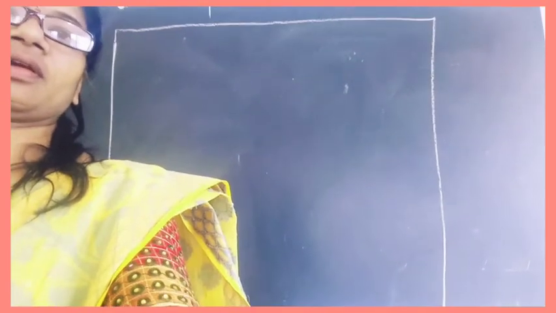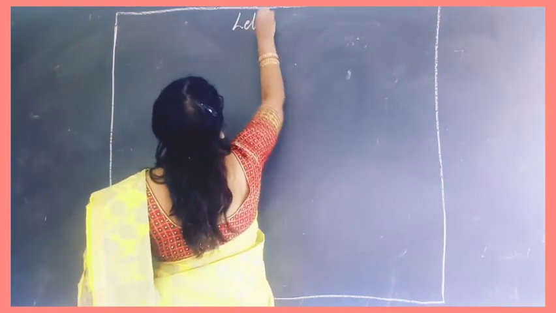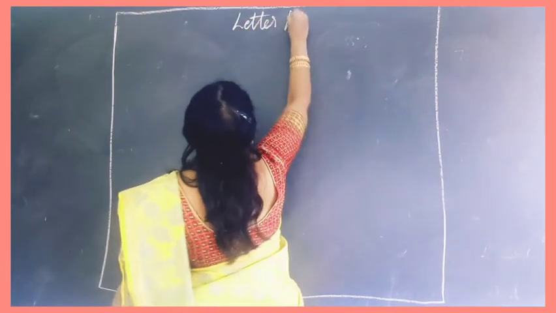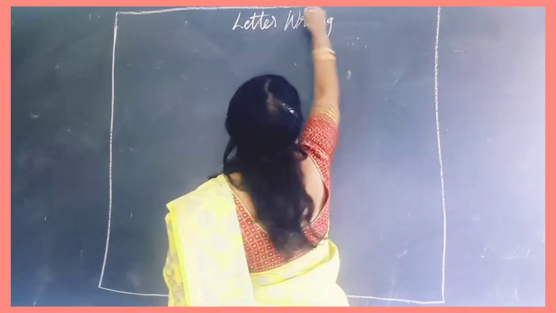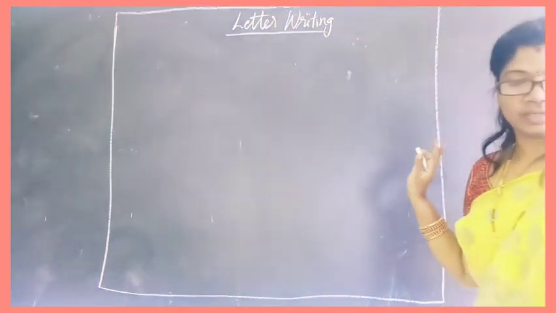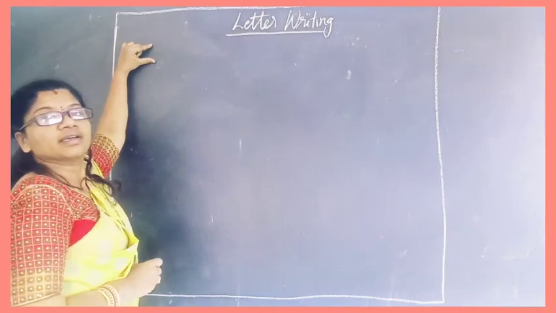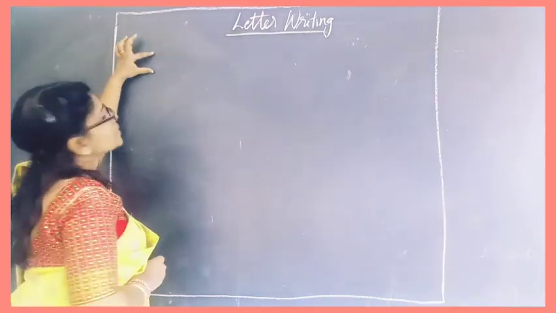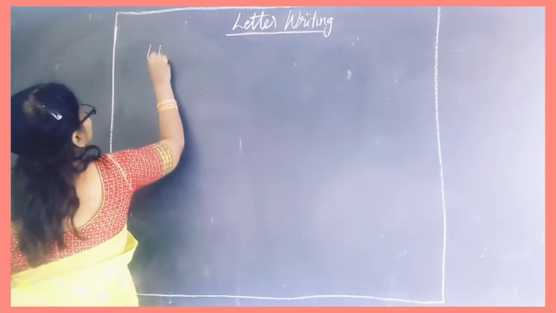First, what you have to do is, you should see the square box, right? First, draw a square box and heading, that is title, letter writing is compulsory. Don't write immediately anything big here. Date or anything, don't mention. First, you have to write the sender's address here. Sender's address means, suppose I am writing a letter, my name first, Usha.